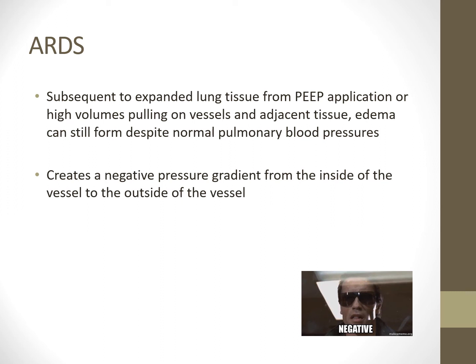So even when pulmonary blood pressure is normal, edema can still form. This is a result of expanded lung tissue during the application of PEEP, or high lung volumes, pulling on the corner vessels in the adjacent tissue, which then creates a negative pressure gradient from inside the corner vessels to the outside of the vessels. So it's just kind of the shift of the pressures here.